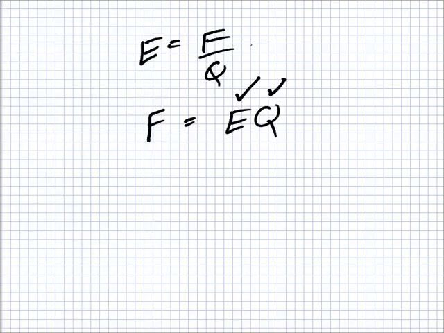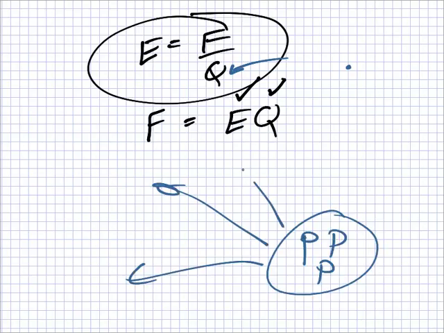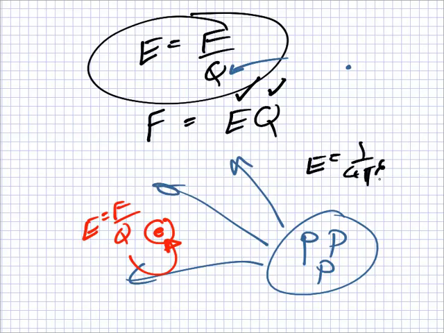Why? Because in this formula here, the Q is the Q that's in the field. What you need to picture here is you have 3 protons and they're making a field, and you have an electron which is in the field. So in the formula E equals F over Q, that Q is referring to the electron that's in the field. And in the formula E equals 1 over 4 pi epsilon 0 Q over R squared, that Q is referring to what's making the field.